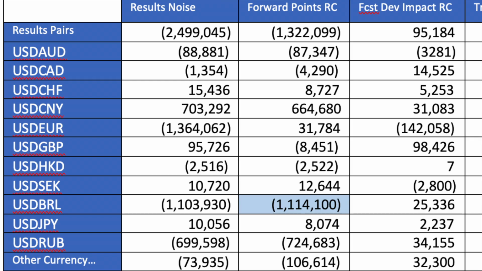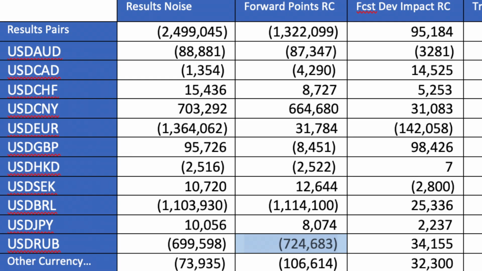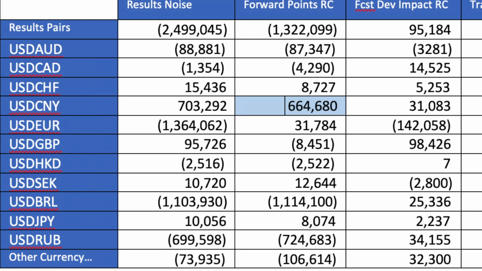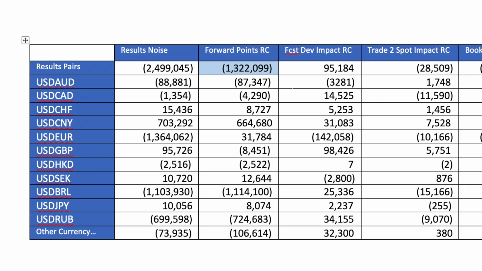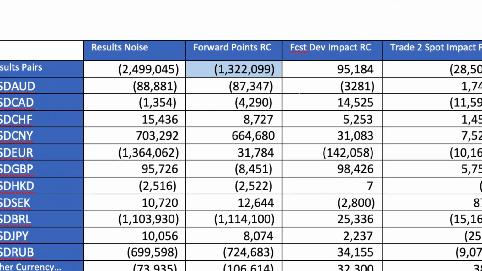You might be lucky enough to have a forward point benefit overall, but I've summarized by currency pair in this example, and we have forward point costs in Brazil, forward point costs in Russia, where there's some long positions. I have a short position in China where I'm earning some forward points, somewhat offsetting. You can see the net impact of all my currencies together is about a $1.3 million loss from forward points.